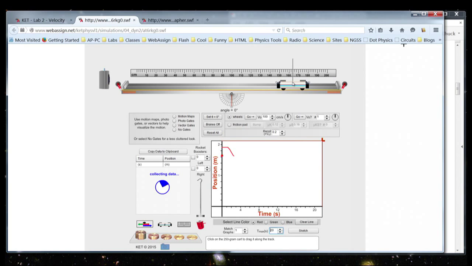I'm going to make it a V. What does making that a straight line for my V mean? It means a constant velocity. And going back over here like so.